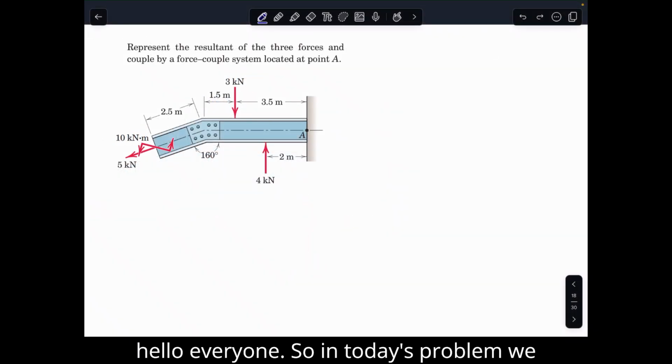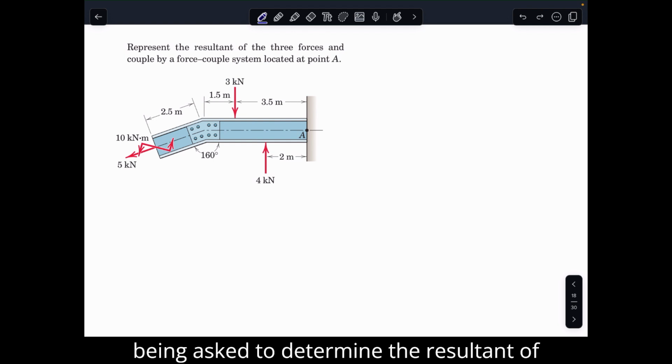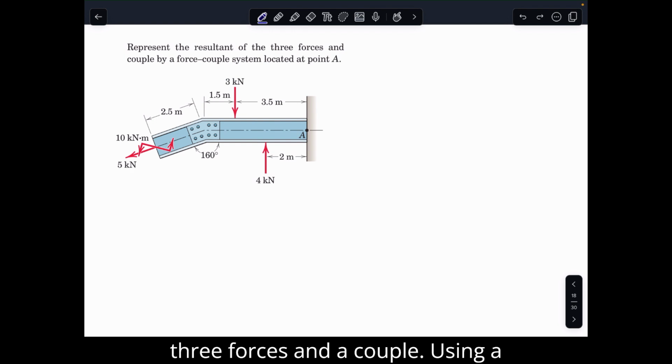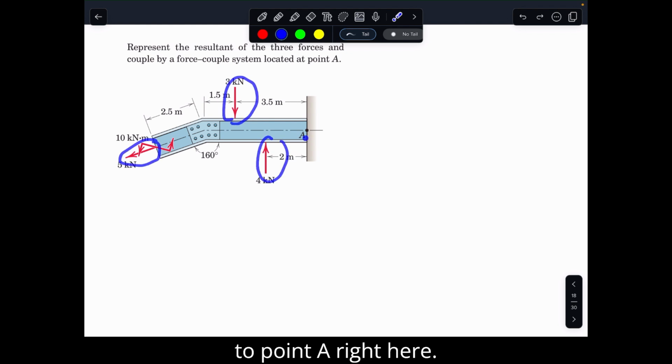Hello everyone. So in today's problem, we are now faced with another question about the force couple system. Again, this time we are being asked to determine the resultant of three forces and a couple using a force couple system located at point A. So this question asks us to find the resultant of the three forces and relocate these three to point A right here.